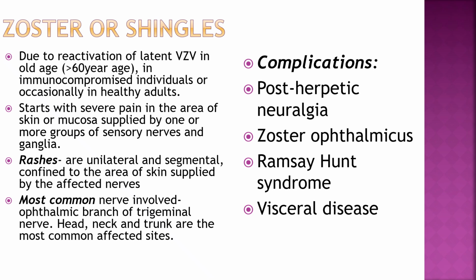The most common nerve involved is the ophthalmic branch of the trigeminal nerve. Head, neck, and trunk are the most commonly affected sites. Complications: post-herpetic neuralgia, zoster ophthalmicus, Ramsay-Hunt syndrome, visceral disease.